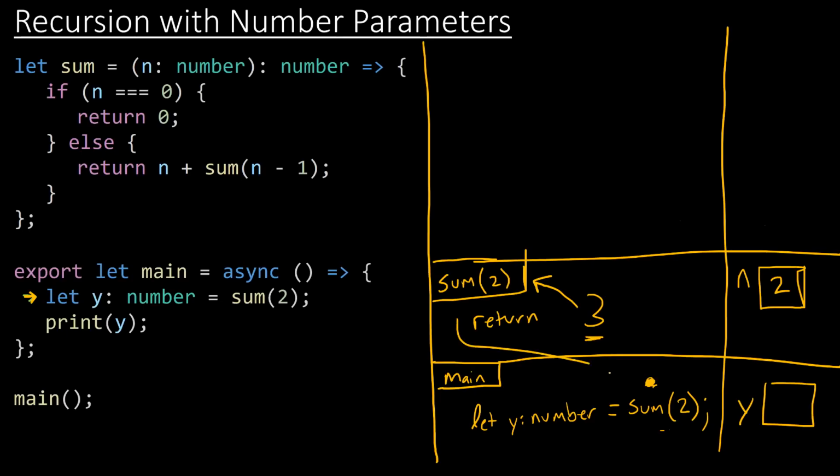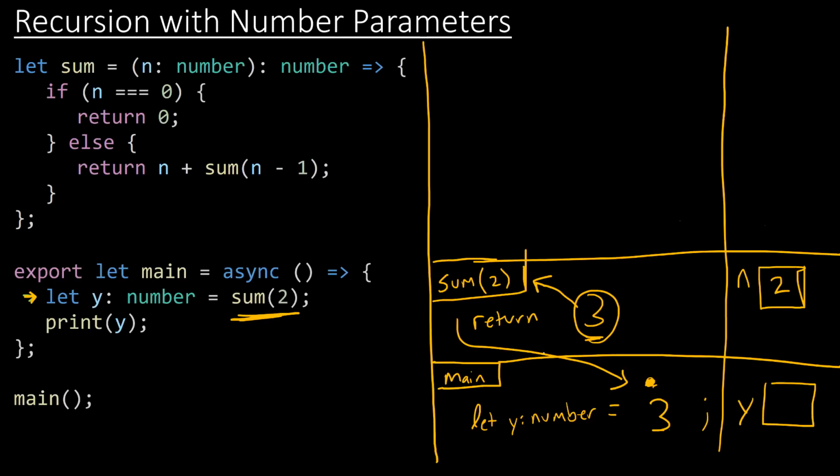So where did we call sum of 2? We called it back in main, right? So this is where we called sum of 2. So we're about to be back in the main function. And how do we do this step? Well, we take this return value, and where we called sum of 2, we replace it with that return value. So sum of 2 is no longer sum of 2. It is evaluated to 3 by the machine.